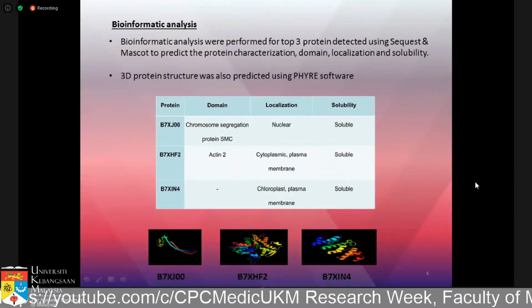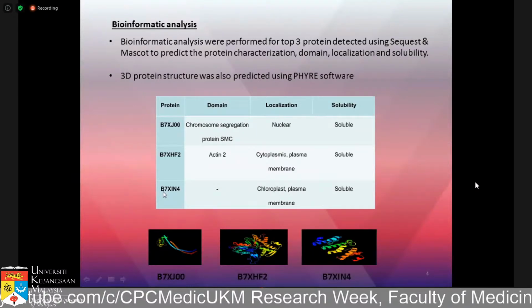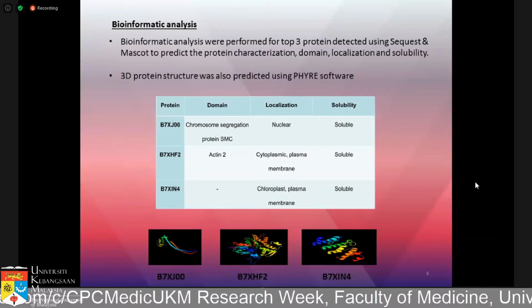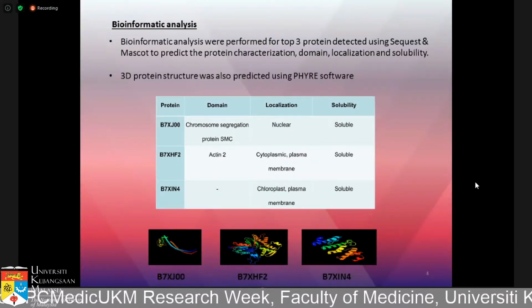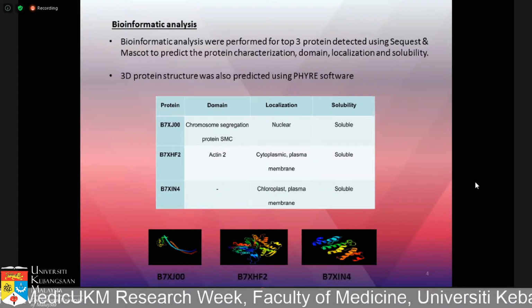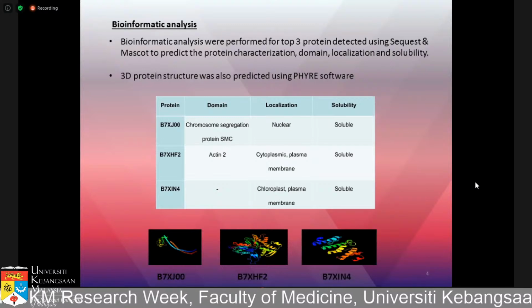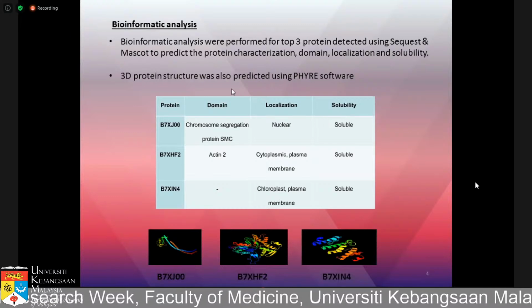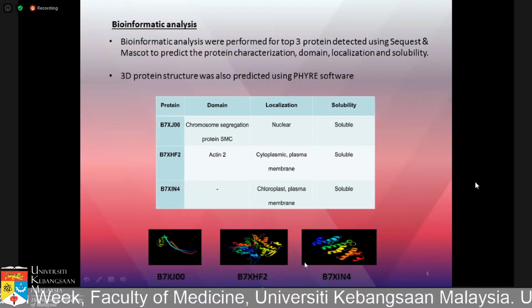So the B7XD00 and B7XIN4 are an uncharacterized and hypothetical protein. So in order to learn its characterization and other information of the protein, we perform bioinformatics analysis. So from various online software used, we can predict the protein characterization, its domain, localization, solubility, and we also predicted the 3D structure using Phyre software as shown in the figure.